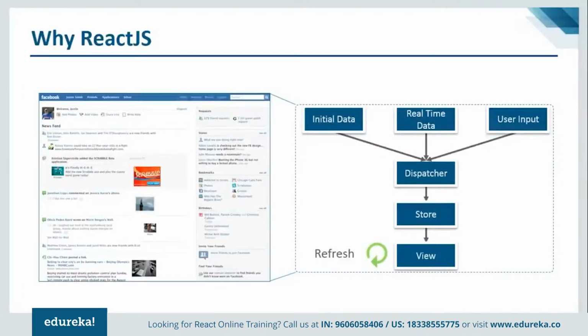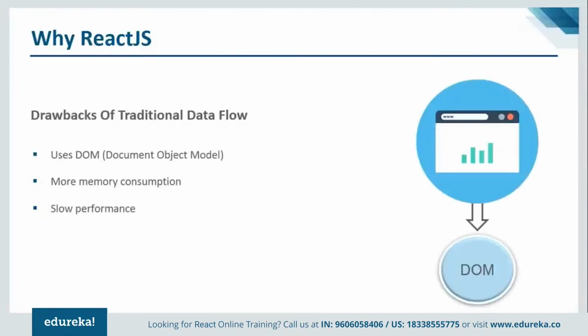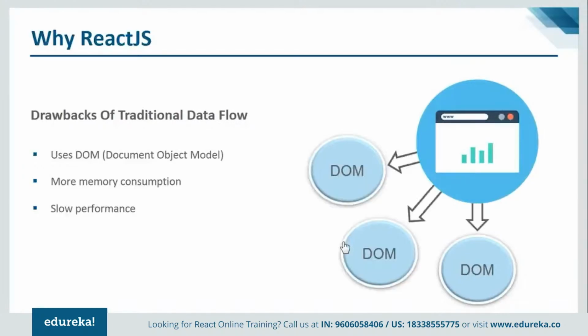This surely was not user-friendly, and moreover this traditional data flow had some drawbacks, like it used the DOM. Now what is a DOM? DOM stands for Document Object Model. It is an object that is created by the browser each time a web page is loaded. What this DOM did was, it could dynamically add or remove elements from a web page at the backend. But each time it did that, the browser had to create a new DOM object for the same web page. This led to more memory consumption, which ultimately made our application slow.